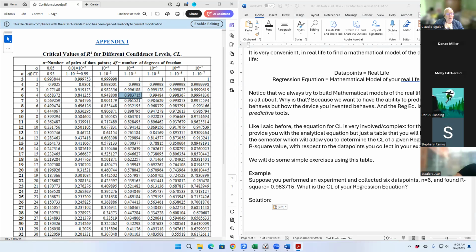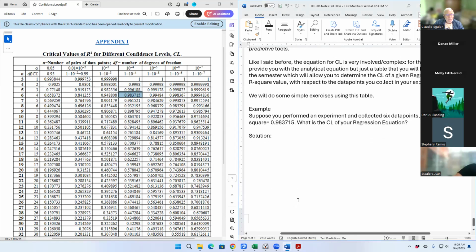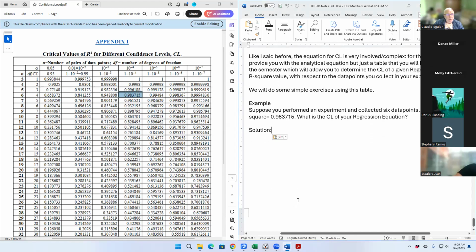Remember, I told you this is not a real life data point. Why is it not a real life exercise? Because the R squared that I found in my experiment matches exactly the critical value of R squared in this table. Again, we're doing that just as an exercise for you to understand how we use this table, okay?